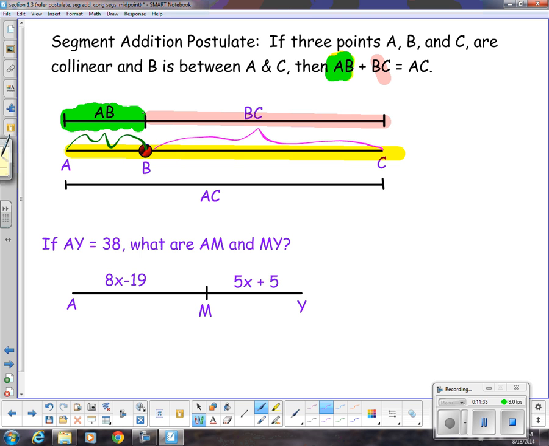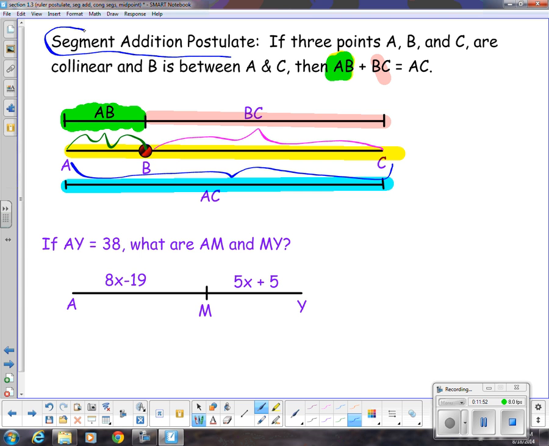And does it make sense that if you take this segment and add it to this segment, the result will be this whole entire segment AC, which is going to be the distance from A all the way to C? Segment addition is one of those postulates that is, again, kind of common sense. I think if I hadn't even mentioned those names or anything, you would have been able to help me.